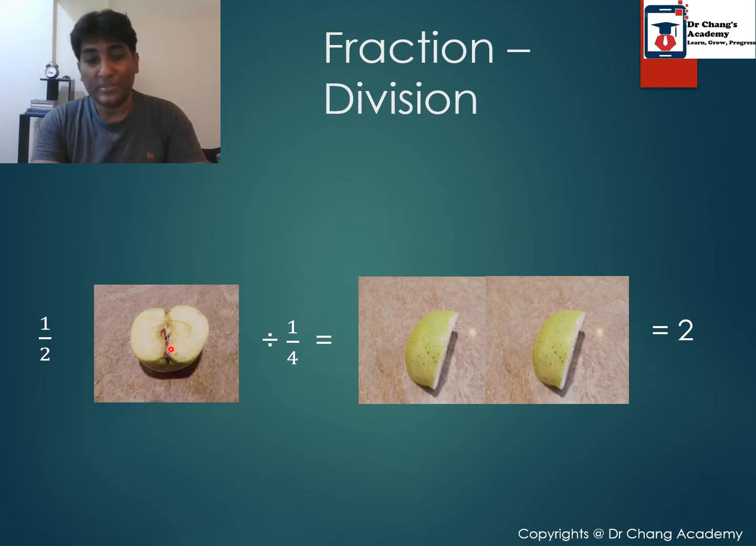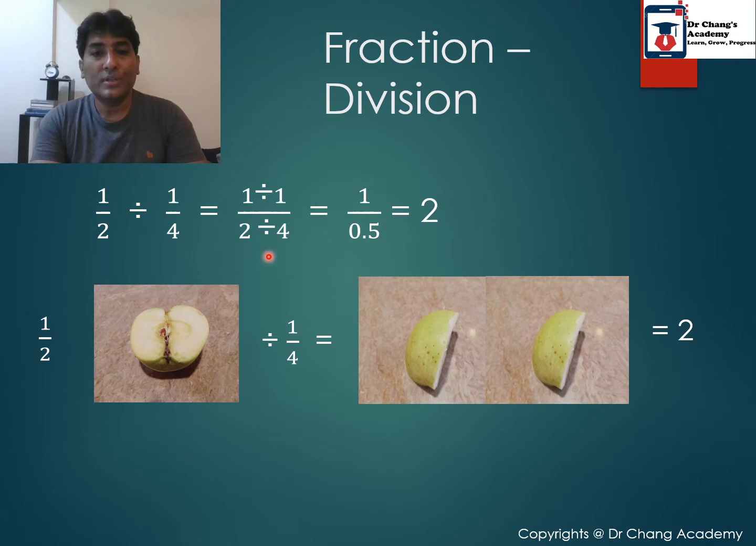There's just one situation where this can be explained. So half an apple divided into quarters, we get 2 quarters, and that's why the answer is 2. This is how we do it procedurally.